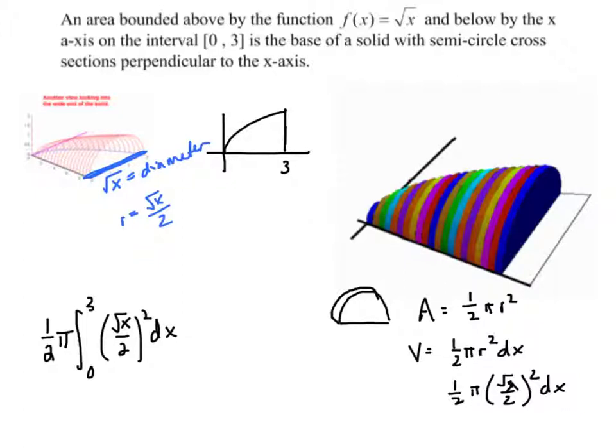Now again, if you had to do this by hand, you certainly could. Square root of x squared is x, 2 squared is 4. Then you could even bring the 4 out and have 1/8 pi out front and just have an x dx inside like that, and then finish that off. And again, I'm going to rely on the fact that you could do that integral.